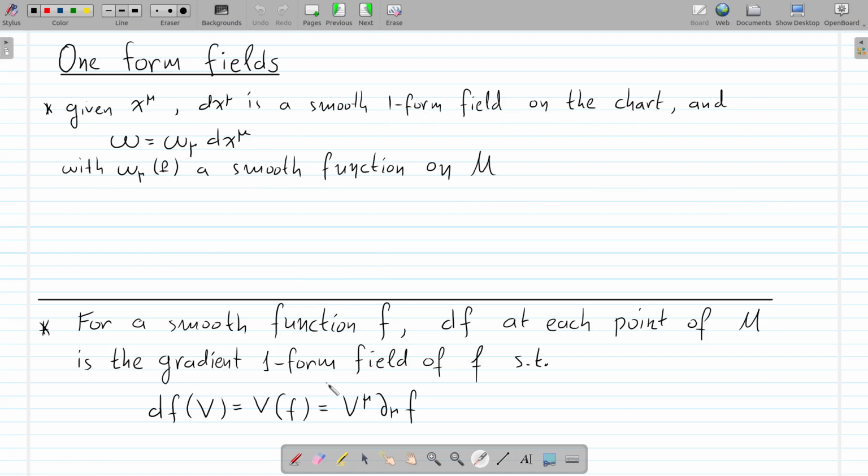In the special case of coordinate functions, if we consider a coordinate system of the manifold x^mu, then the gradients of the coordinate functions form one-form fields that are smooth and cover the chart. And then we can express any one-form field as a linear combination of these one-form fields, and the components omega_mu are now smooth functions on the manifold M.